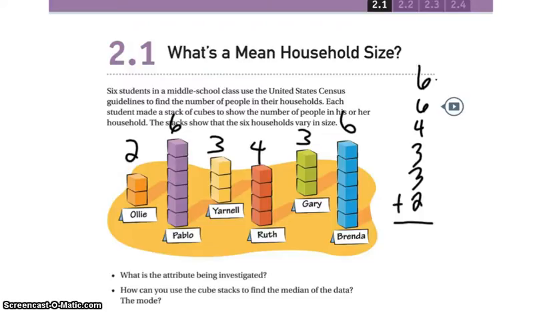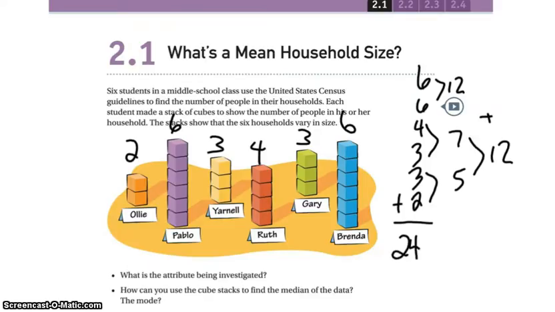So 6 plus 6 is 12. 4 and 3 is 7. 3 and 2 is 5. So this would be 12. So 12 plus this 12 is 24. So there's a total of 24 people represented by this information.